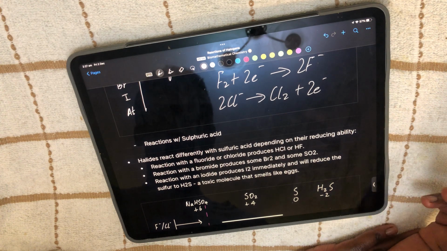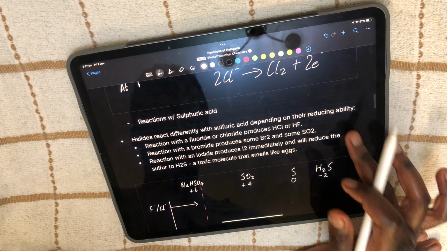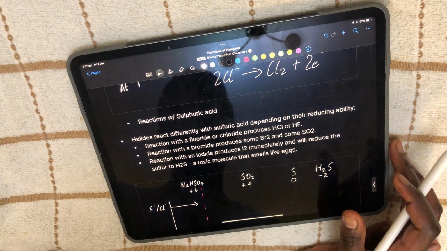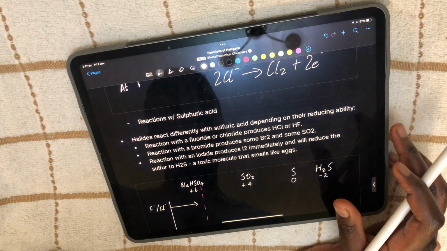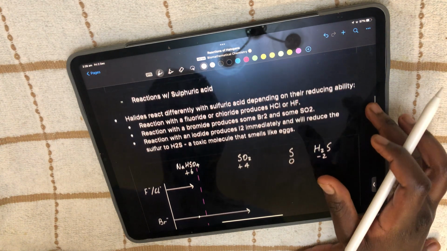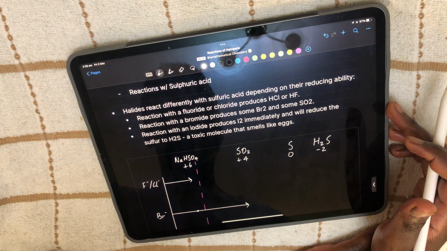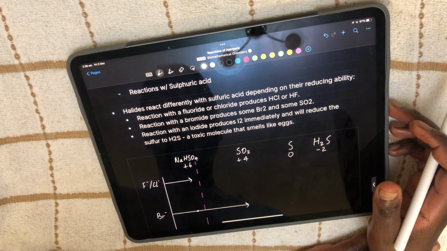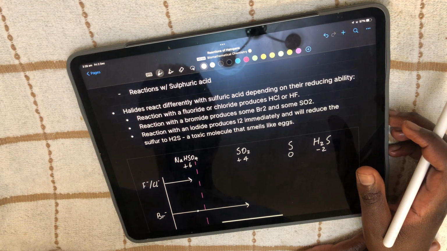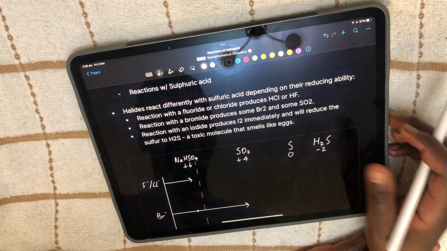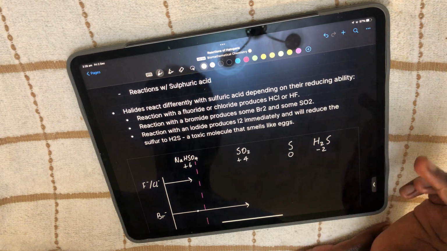halides. Another way is using reactions with sulfuric acid, right? Halides react differently with sulfuric acid depending on their reducing ability. So reactions with fluoride or chloride produces HCl or HF. Reactions with bromide produces Br2 and some SO2. Reactions with iodide produces I2 immediately and will reduce the sulfur to H2S, which is a toxic molecule that kind of smells like rotten eggs.